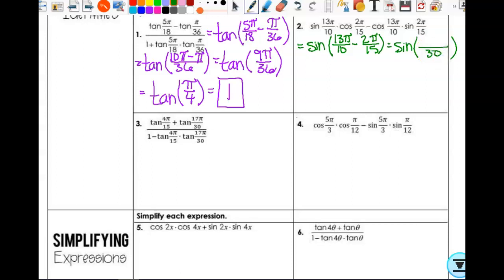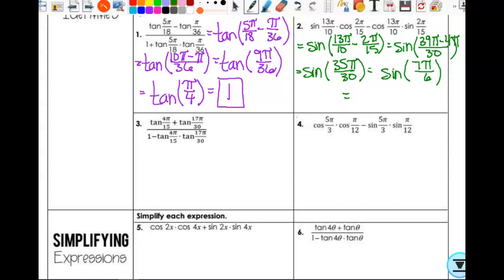So I multiply the first one by 3, which gives me 9 pi, and the second one by 2, which gives me 4 pi. This is sine of 35 pi over 30. I can reduce those both by 5, right? So 7 pi over 6.